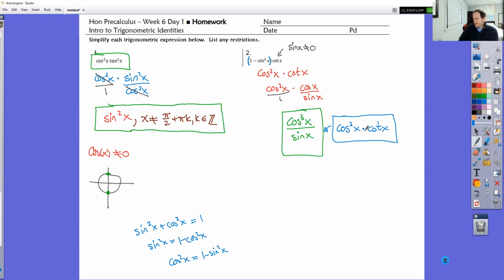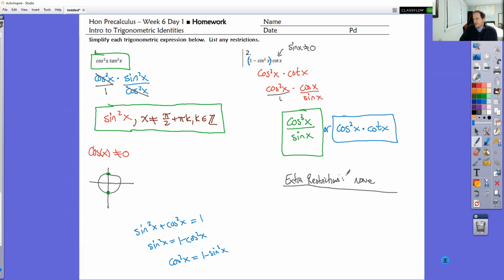So in my understanding, since this expression has the same domain as the original already, I don't need to add any new restrictions. So rather than saying list any restrictions, I'm going to say extra restrictions. And then say none. I don't need anything new beyond the domain that this thing already has.